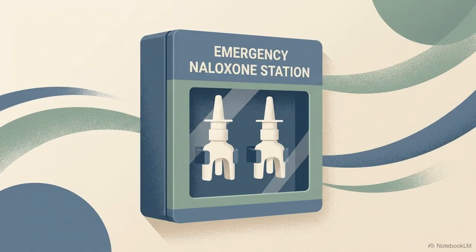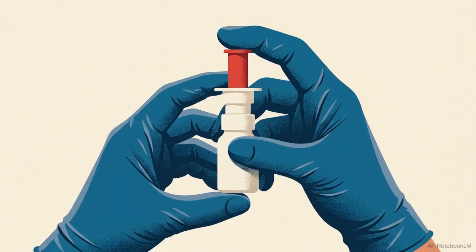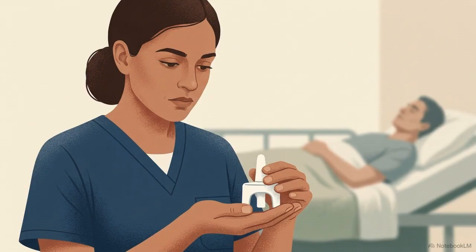This means you must already know the exact physical storage location of the nasal spray in your specific facility long before an emergency ever happens. Go immediately to that location, grab the naloxone nasal spray, and prepare the device to administer a dose to the client. This is where we see the most common rookie failure point.